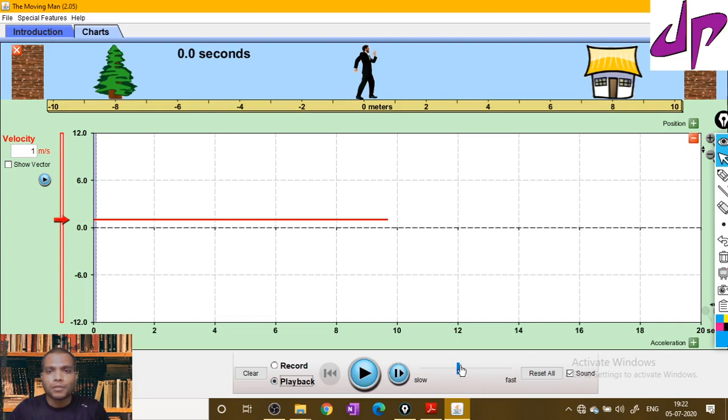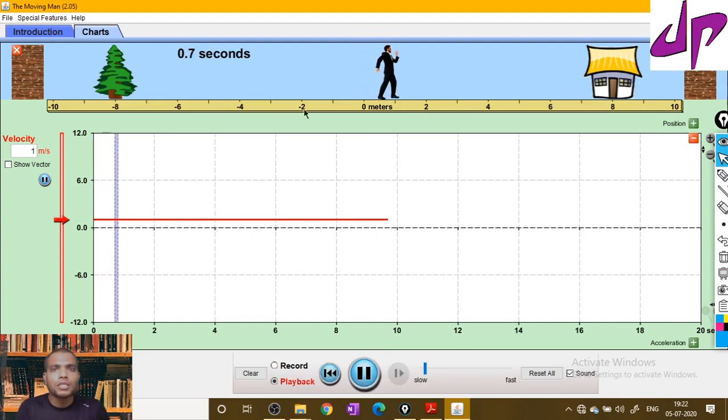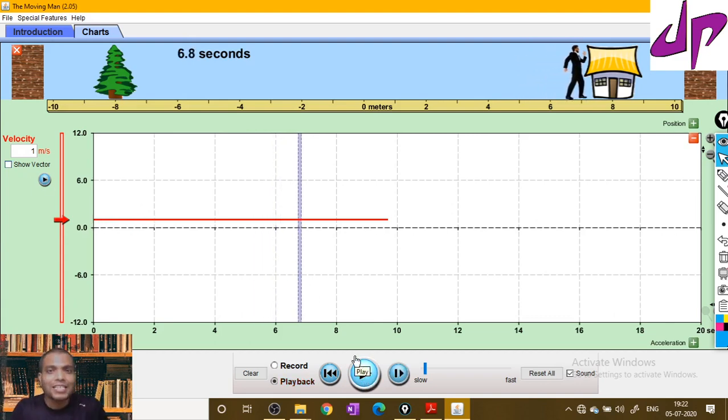So let us see with the slow motion again. His velocity is not at all changing. See, he is moving with a uniform velocity. In the graph, we will represent that as a straight line. Here, it will be 1 meter per second.